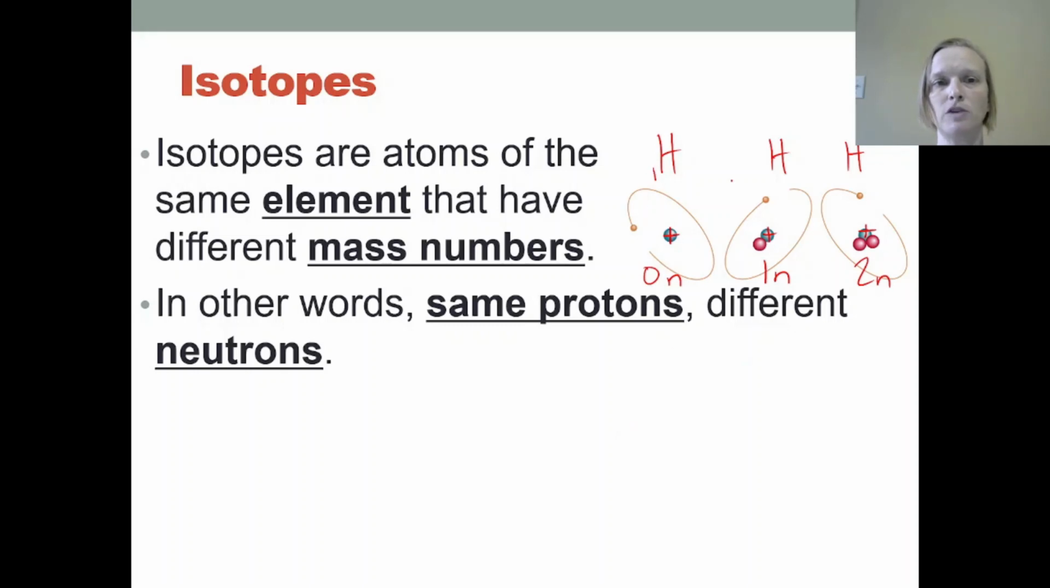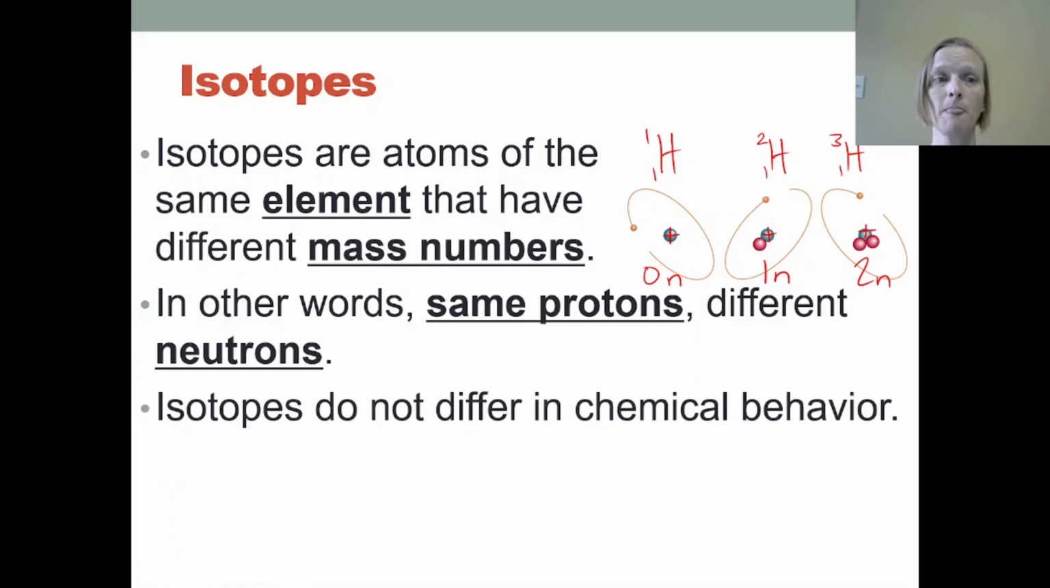All of these versions of hydrogen have just the 1 proton, but the total mass here is 1. The total mass here is 1 plus 1 is 2. And the total mass here is 2 plus 1 is 3. 3 different versions of hydrogen, 3 different isotopes of hydrogen, each with different masses. Isotopes don't differ in how they behave in chemical reactions. They do chemical reactions just the same as other isotopes of the same element.